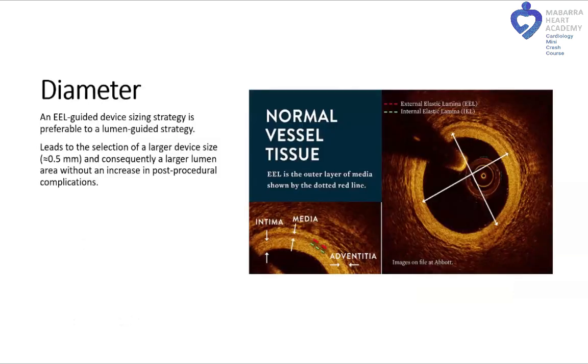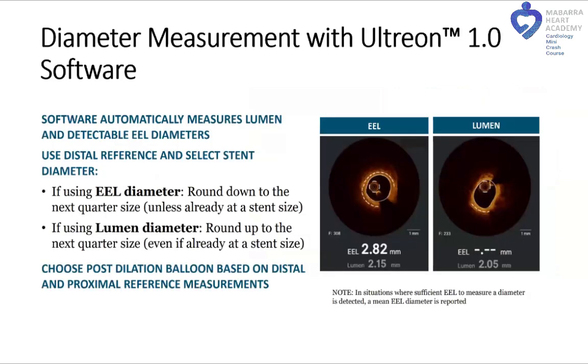So again, for the vessel diameter, you need to identify the EEL. And if you have the EEL, you need to round down to the nearest balloon size or the nearest stent size. So if you're using the EEL diameter, you round down to the next quarter size. And if you're using the lumen, if you cannot identify the EEL, you need to round up to the next quarter size.